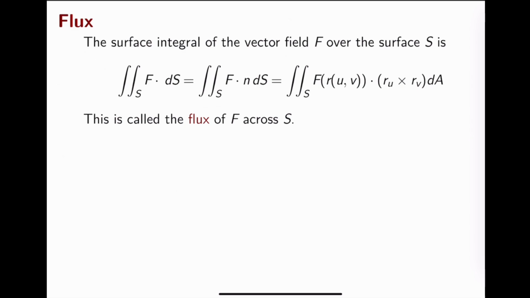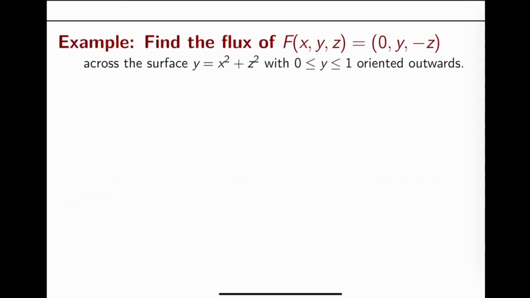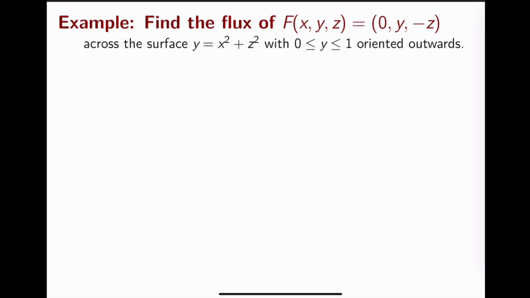And essentially it is going to be a measure of the flux of material, whatever material we are trying to measure, that is passing through the surface. So if the flux is positive, we have things leaving the surface, and if negative, they are entering the surface. Let's calculate the flux of this vector field. So we have here given a vector field, right? The function whose values are vectors, and across the surface defined in this way.